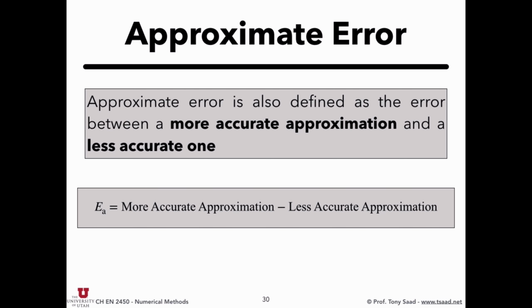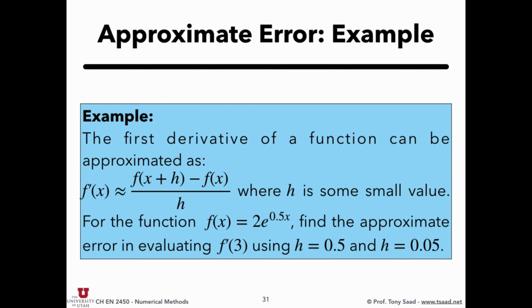And so another example would be what we did last time with the derivatives. And this is giving us the first derivative: if a function can be approximated as f of x plus h minus f of x over h for some value of h, where h is some small value. Now, for the function f of x equals 2e to the 0.5x, that's what we did last time, find the approximate error in evaluating f prime of 3 using h equal 0.5 and h equal 0.05, okay?